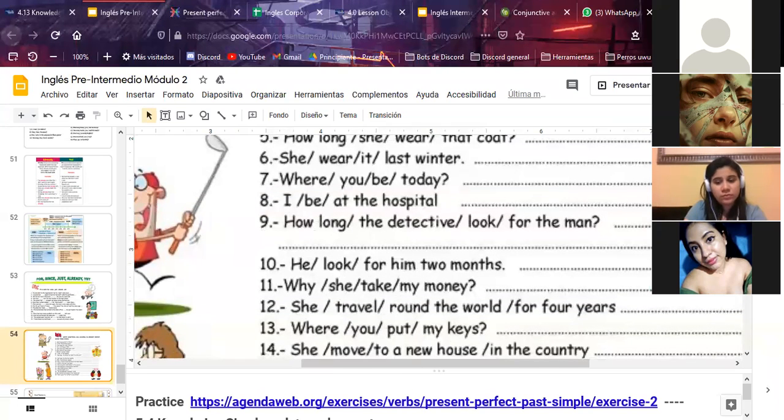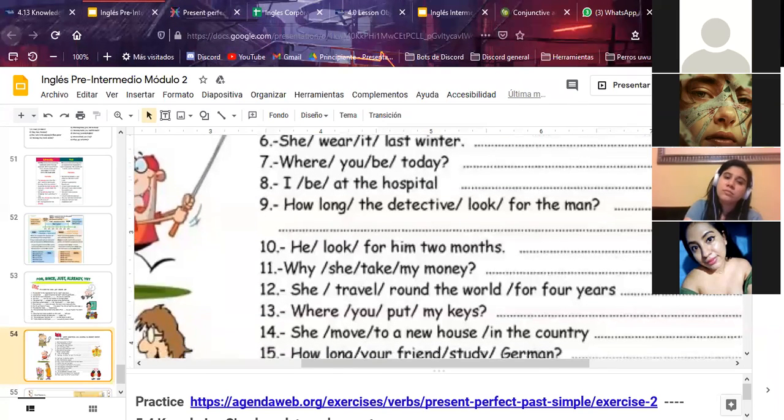And number six? Anybody? It's going to be the same verb. She has wearing. It's going to be she has worn it. And after that. Since winter? Since last winter? That is good. So she has worn it since last winter.